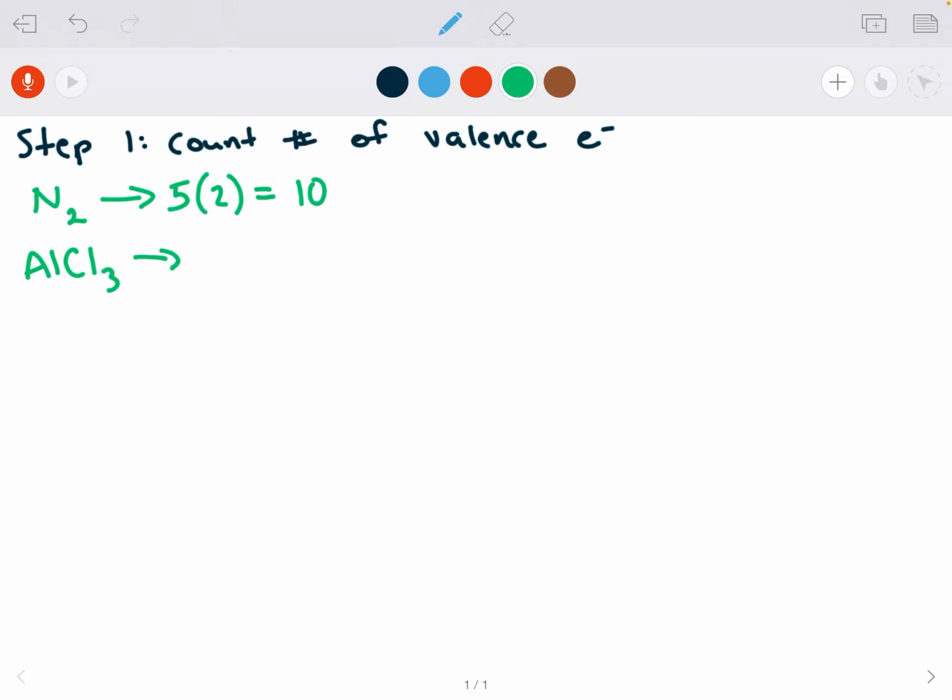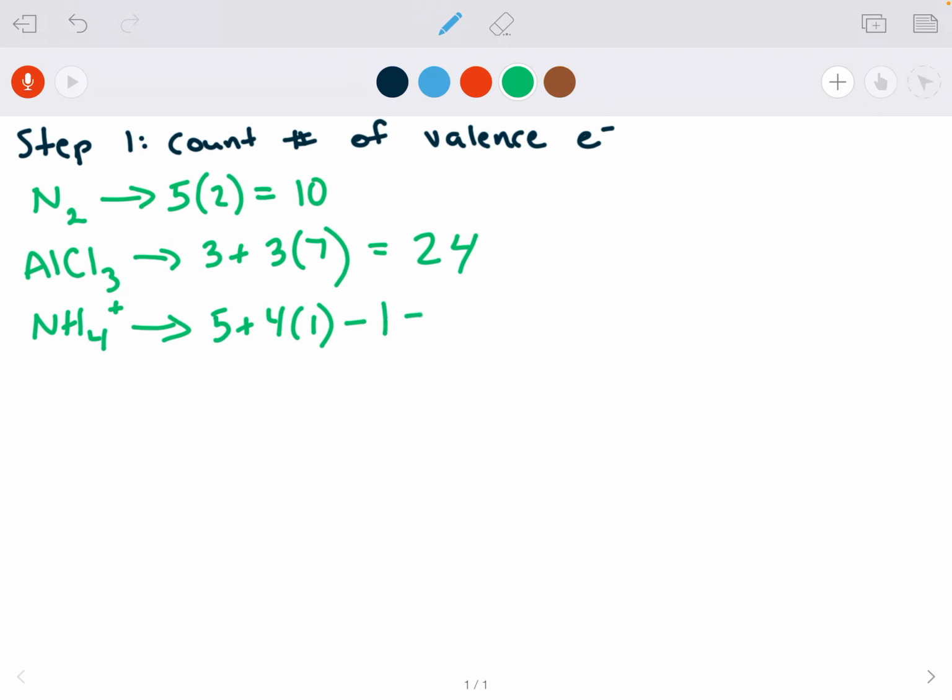Aluminum trichloride. Aluminum is 3. In chloride, there's 3 of them with 7 valence electrons to give a total of 24. Now, if you have a charge, so say NH4 plus, ammonium, a positive charge, you take away an electron. So this is going to be 5 plus 4 times 1, because each hydrogen has 1, minus 1 to give 8.